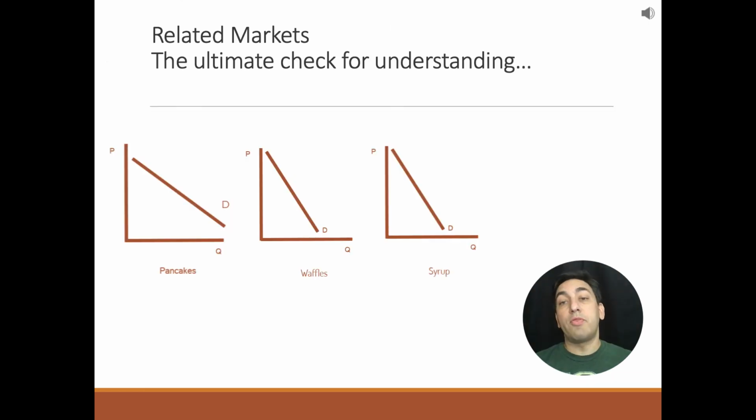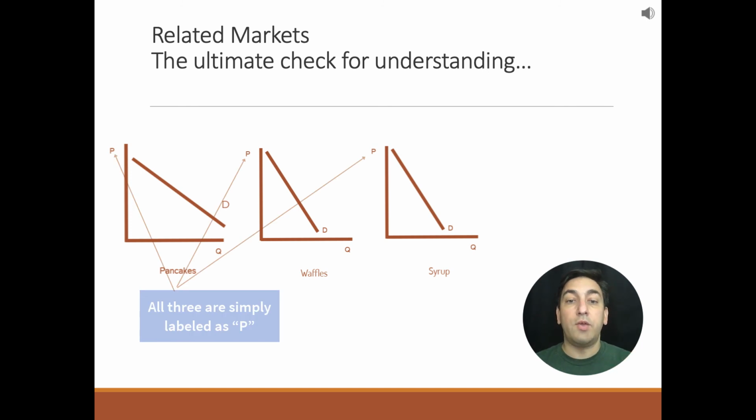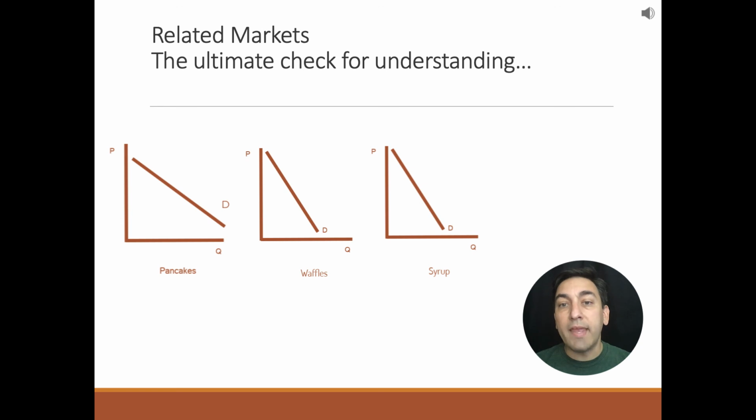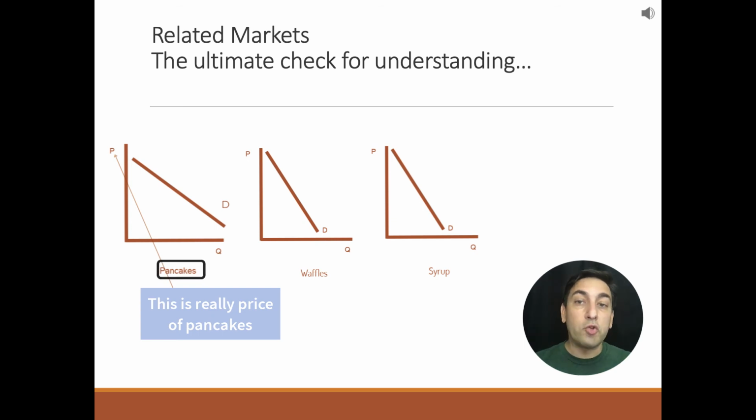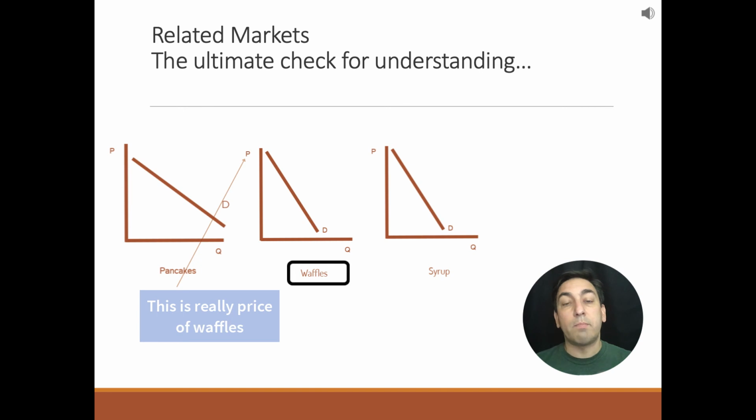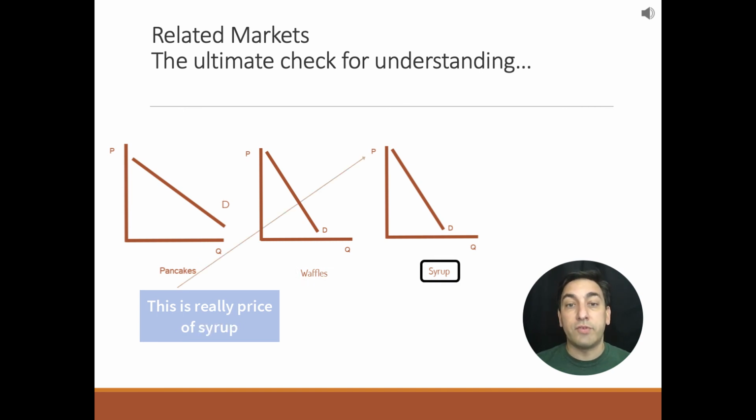So we're going to talk about 3 related markets. In these 3 markets, we're going to have pancakes, waffles, and syrup. Now you'll notice that there are 3 graphs that are all labeled with P and Q on the axis, so price and quantity. But really that P is shorthand, and each of those 3 P's means something different, which is really frustrating. The first P is really the price of pancakes. The next P is the price of waffles, and the third P is actually the price of syrup.